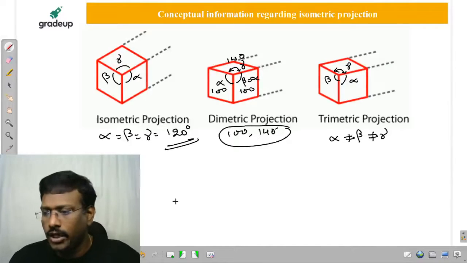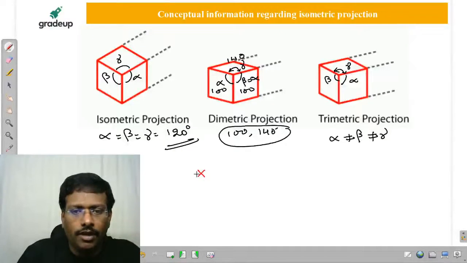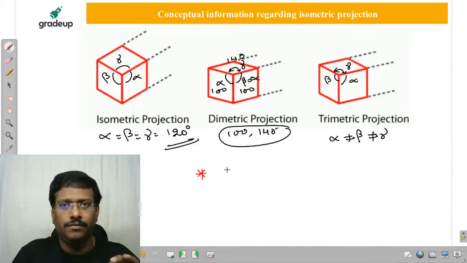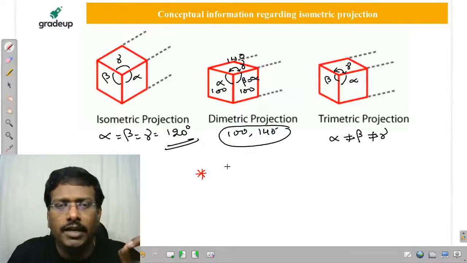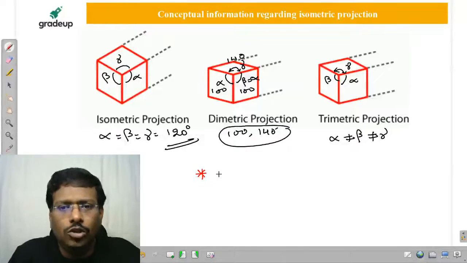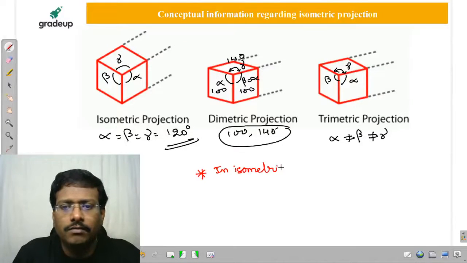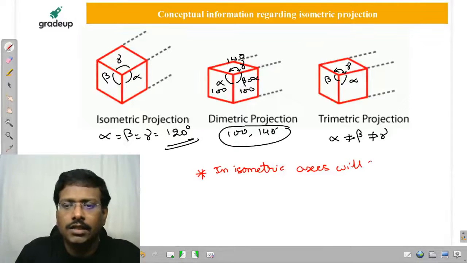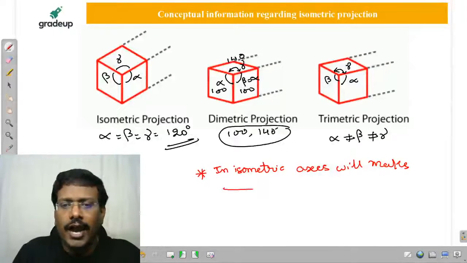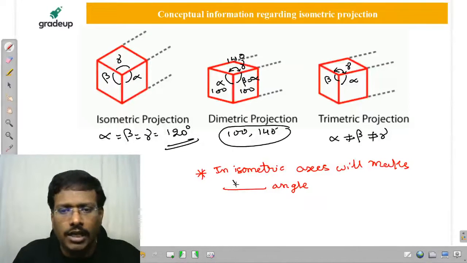Yes, it is in first year drawing. So here, if you observe, my dear friends, this is most important. In isometric, the axes will make how much inclination? In isometric, the axes will make dash angle with each other. The answer is 120 degrees, my dear friends.